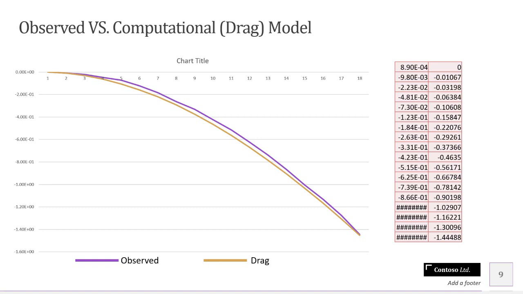Here's my observed model compared to the computational model with drag. In this case, you can see that the lines are closer together and are curved at the beginning, but begin to follow a constant linear shape towards the end of the line. This means the lip balm has reached terminal velocity, and this will be addressed in the next slide.